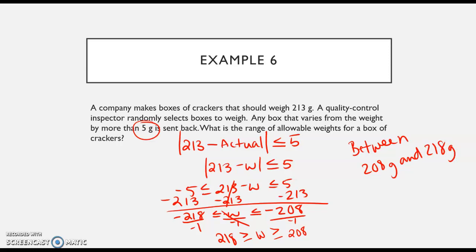And now let's see, do I have another one? No, we actually made it to the end. So biggest thing, absolute value: less than is an and statement. Greater than is an or statement. And then it's the same steps that we did with compound inequalities. So that is it.